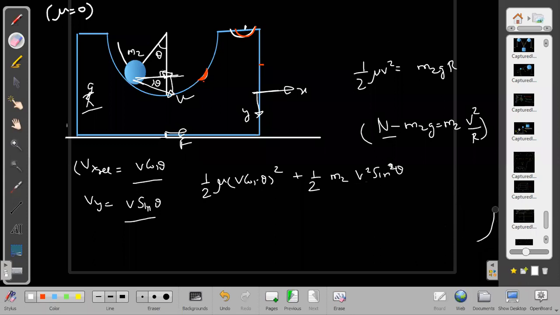Then take the components of this: along x, that is vx, v cos theta, and along y, that is v sin theta. Now conservation of mechanical energy, which we wanted to apply, but before that you asked this and I stopped here. This is equal to M2 g R cos theta. Now we know the value of v from here, and the next equation will be for the normal.